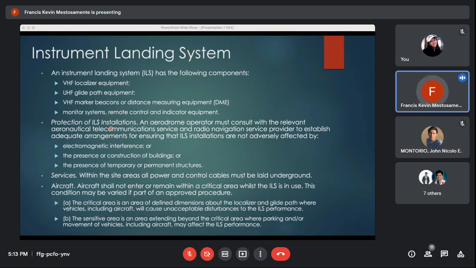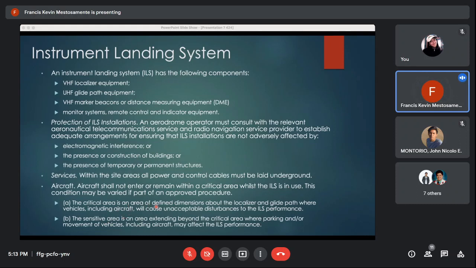So na-mention ko nga kanina, the ILS have mandatory instruction signs. Looking back in our previous discussion, since it is sensitive, it should be protected from the following: electromagnetic interference, construction or building, any temporary or permanent structures na itatayo natin. Kailangan lagi i-consult or bigyan ng halaga yung ILS system natin. So the aircraft shall not enter or remain within a critical area. Critical area yung tawag natin doon sa mga area na yon, especially when the ILS is in use. So clearance with the ATC is very important.